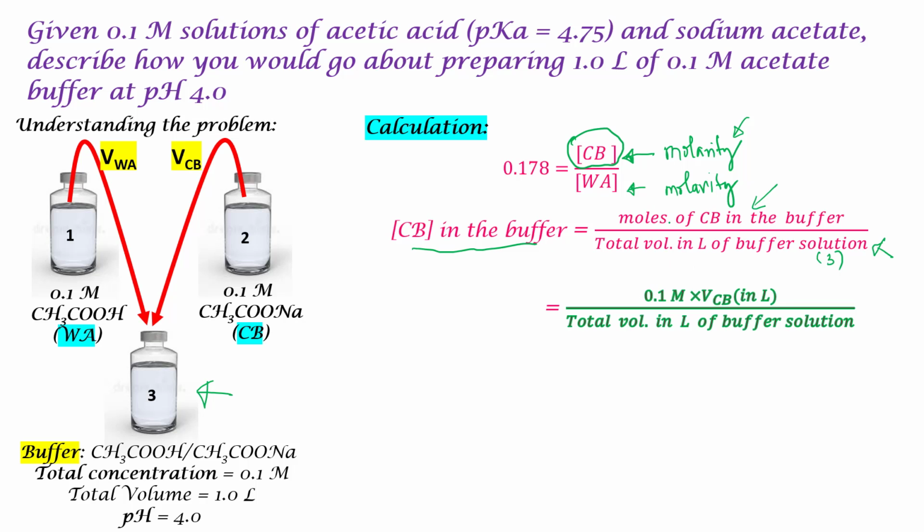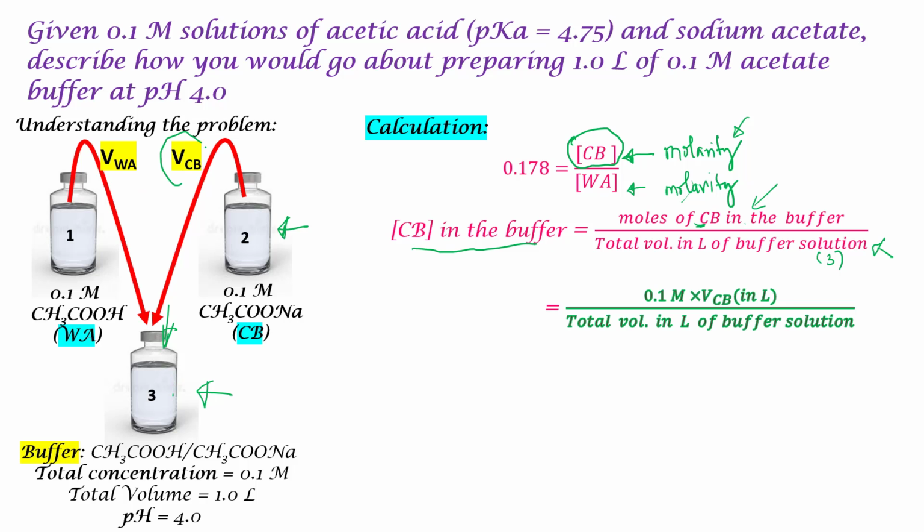So when we say moles of conjugate base in the buffer, what are we talking about? You do know that moles means the collection of particles. So we are actually counting the number of particles of conjugate base, which is this guy right here, this bottle number 2. How many particles of conjugate base ended up in bottle number 3 is basically the moles of conjugate base. So what controls the moles of conjugate base that ends up in bottle number 3?